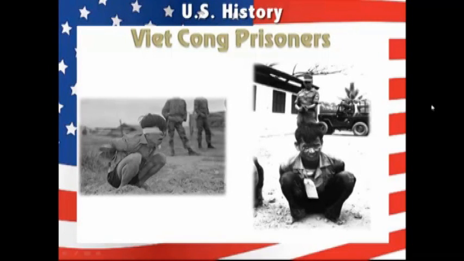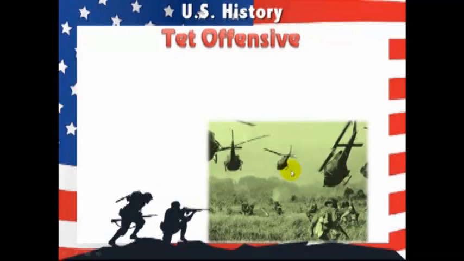And speaking of the Viet Cong, here we've got a look at a couple of the Viet Cong prisoners. Then we hit a major turning point in the war in January of 1968 with the Tet Offensive. Tet was the Vietnamese New Year, and this was a coordinated attack by the NVA and the Viet Cong, launched during the Vietnamese New Year.